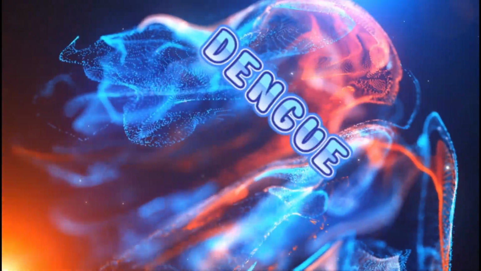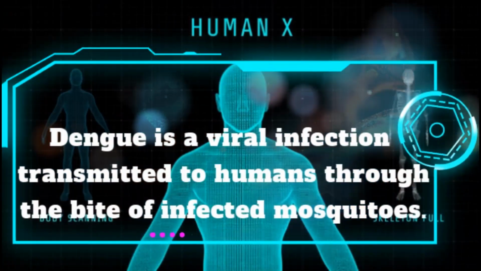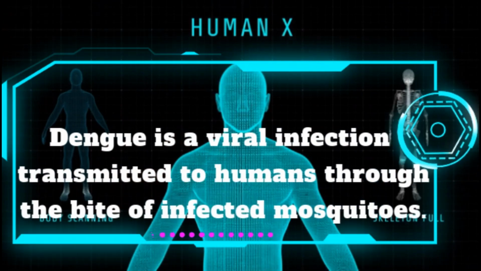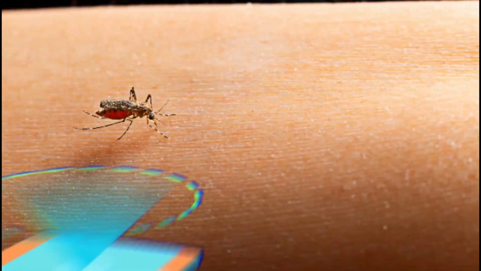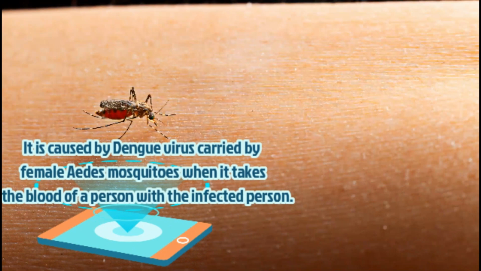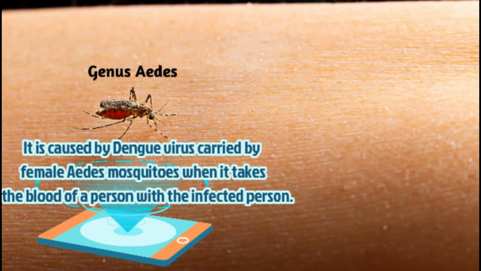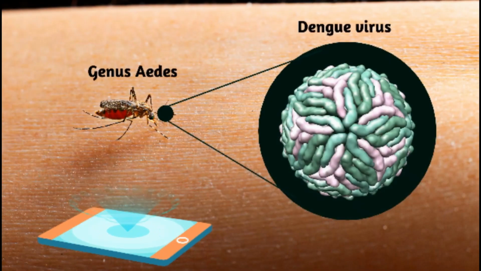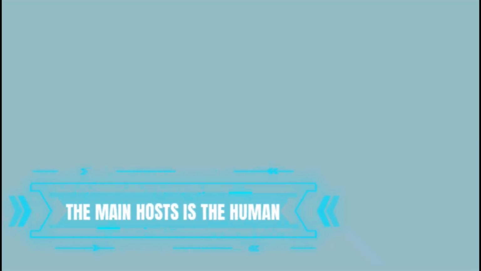Dengue. Dengue is a viral infection transmitted to humans through the bite of infected mosquitoes. Causative agent: it is caused by the dengue virus carried by female Aedes mosquitoes when they take the blood of an infected person. The main host is humans.